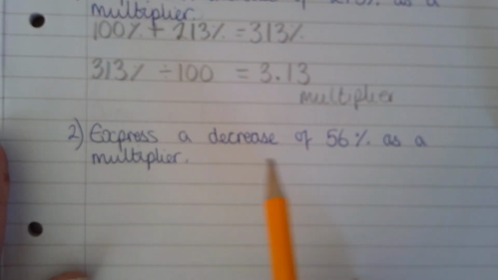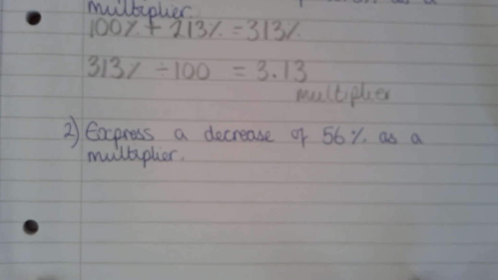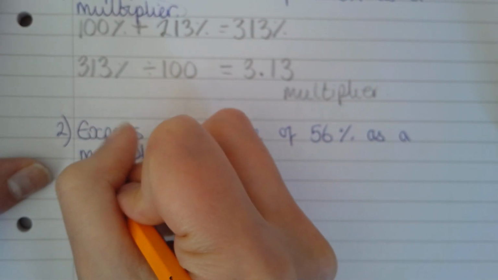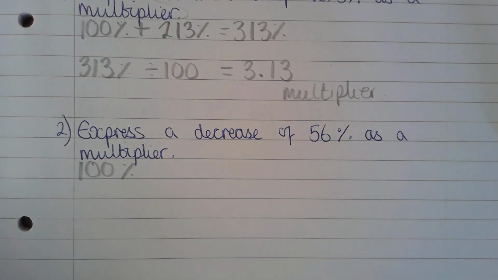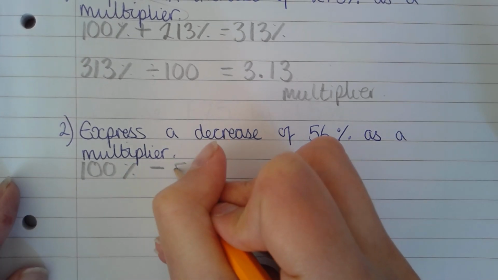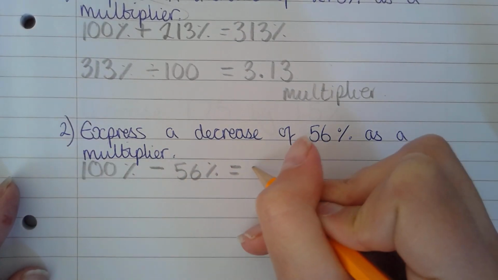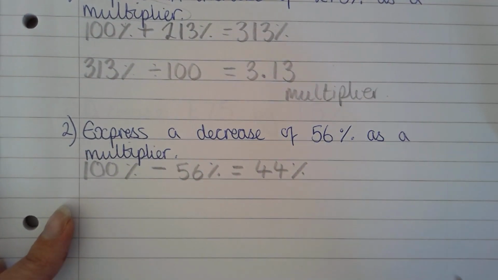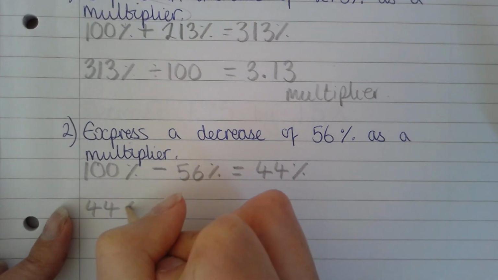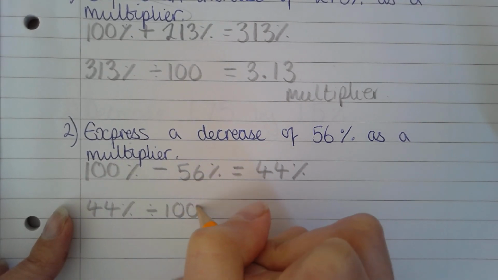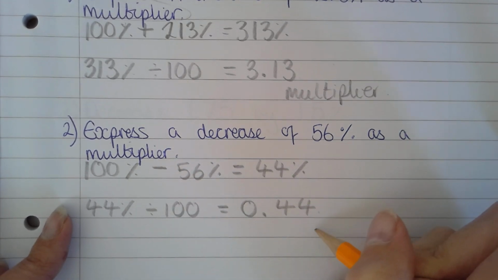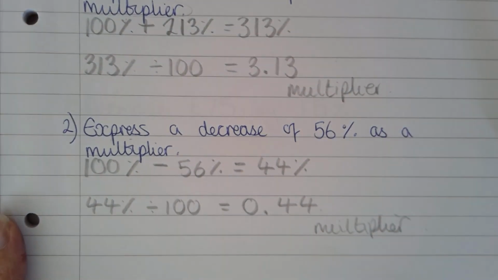Next one, express this time a decrease. So this time we're doing a decrease, so I start with 100%. We're decreasing, so taking away 56%. So you're left with 44%. I want to find my multiplier, so I'm going to divide by 100. So I divide by 100 and I end up with 0.44, which is my multiplier.